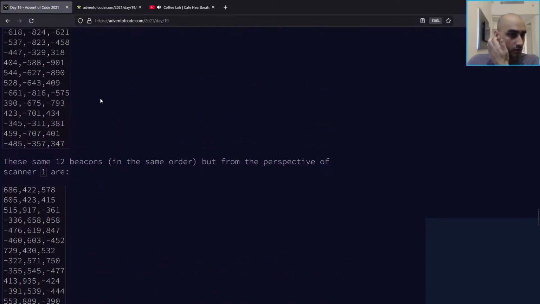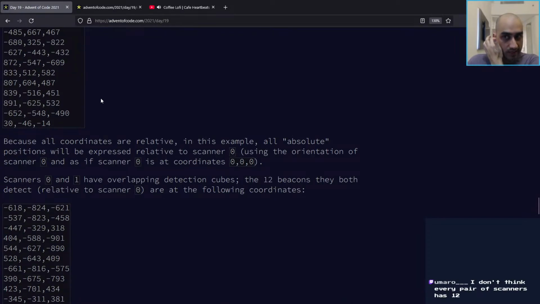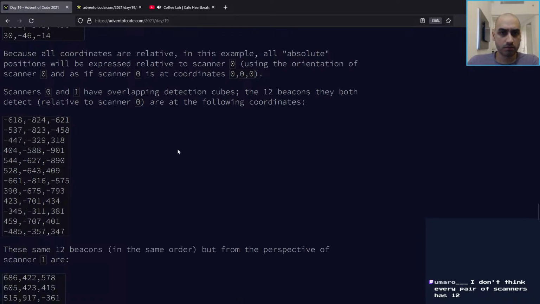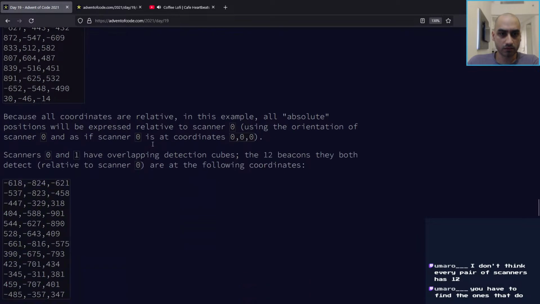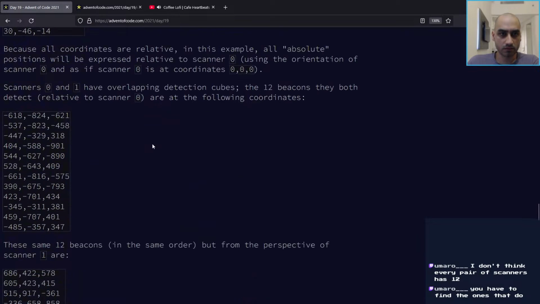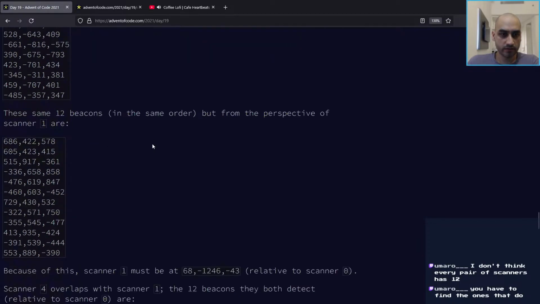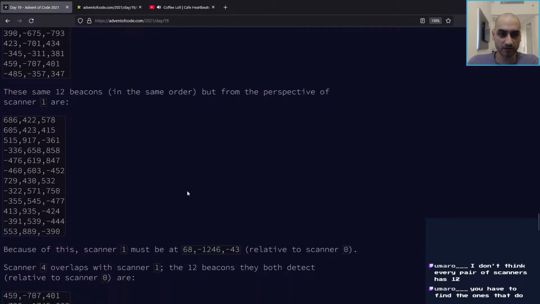And then if you knew... Okay, so let's assume we knew how to do that. I don't think every pair of scanners has 12. But you have to find the ones that do. What? So they either do or they don't? And then we know nothing. I'm so confused now.